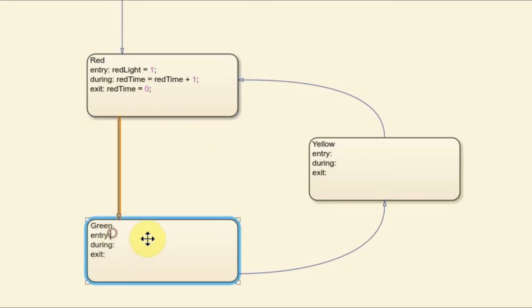Same thing we will apply for the green light. During, we want the green time to be incremented by 1. And on exit, we want the green time to be initialized with 0.